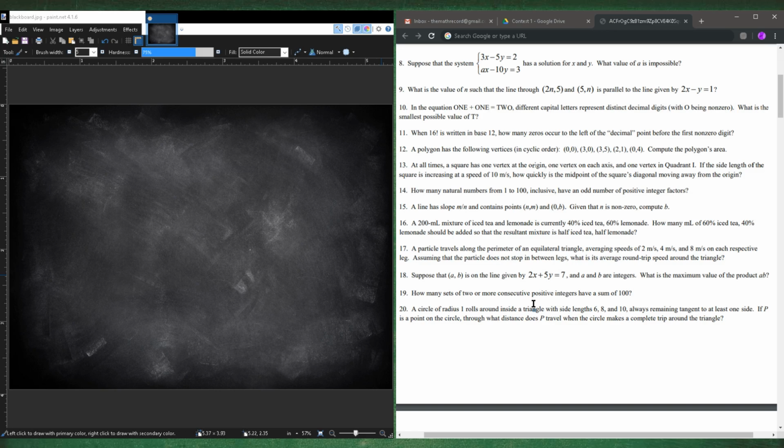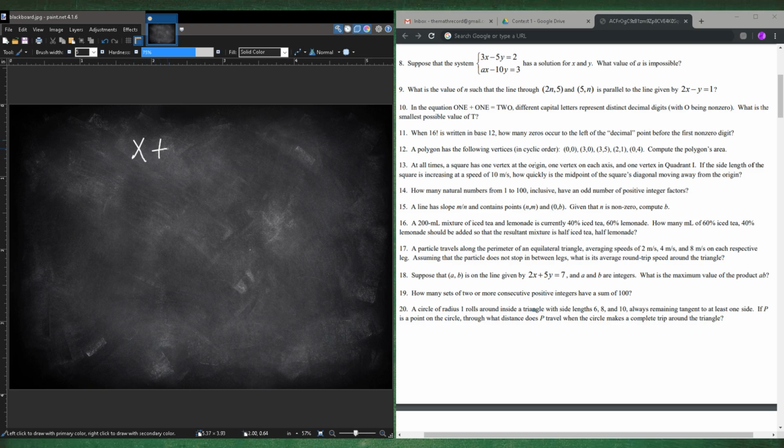19. How many sets of 2 or more consecutive positive integers have a sum of 100? If it has 2 consecutive integers, that's x plus x plus 1, which is 2x plus 1, which is not possible because even plus odd is odd, and 100 is even, so that doesn't work.